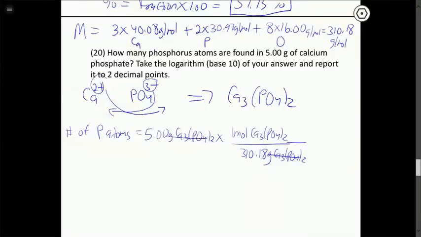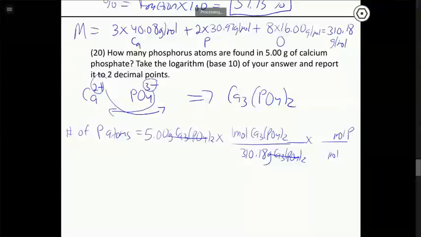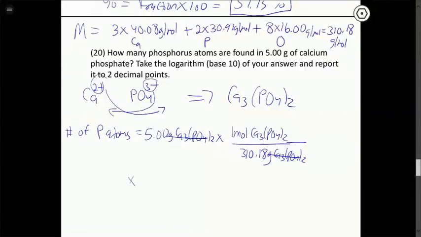But then from here what we have to realize is we're trying to calculate the number of phosphorus atoms. So we have to think about how many moles of phosphorus are in calcium phosphate. All right, so we want to convert to moles of phosphorus. We'll do this on another line for this one. All right, so you can think about that for a second. What do we do next? So the next thing we want to do is find out how many moles of phosphorus we have.